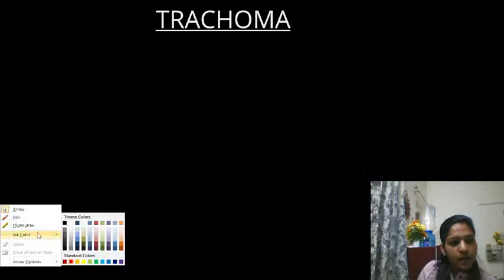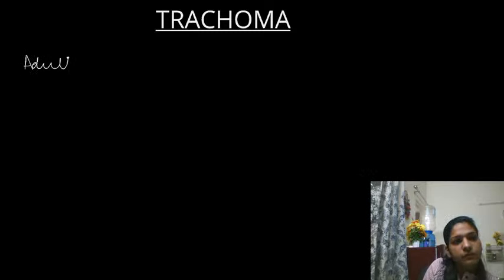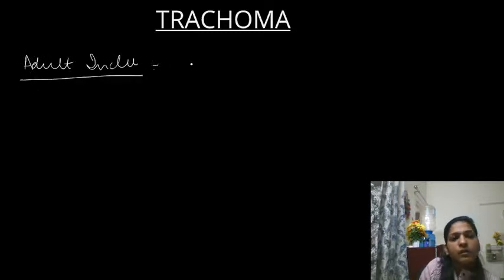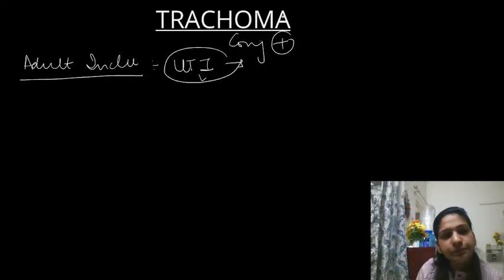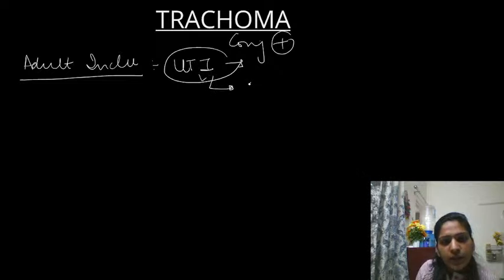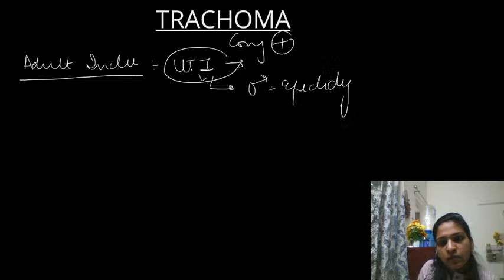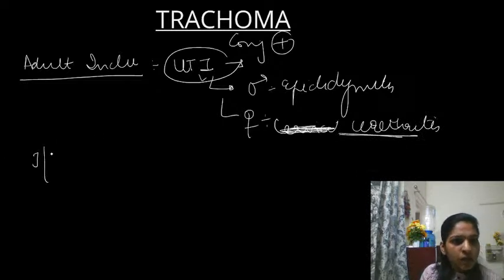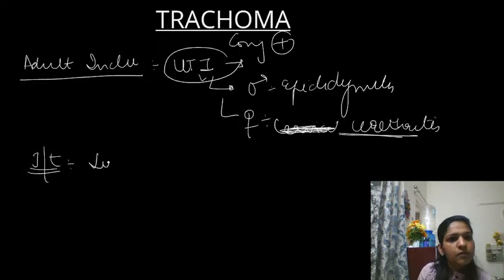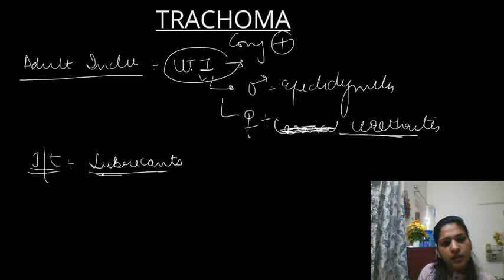So let us study adult inclusion conjunctivitis. Along with the conjunctivitis, the patient can have a history of urinary tract infection. In males, epididymitis, and in females, urethritis can be present. Treatment of adult inclusion conjunctivitis is mainly with lubricants.